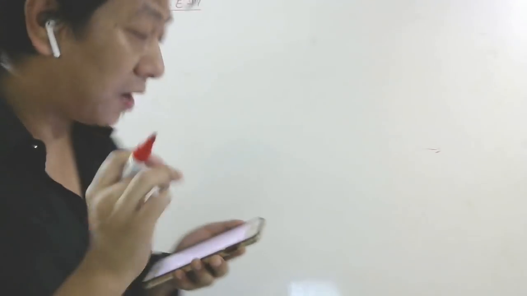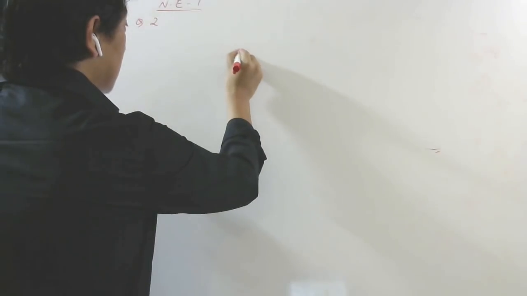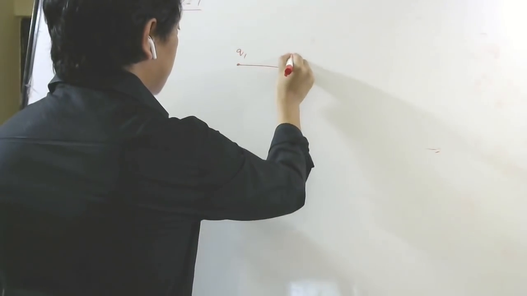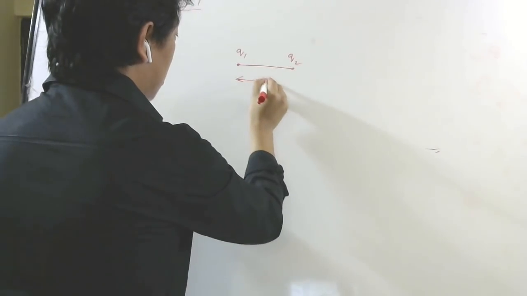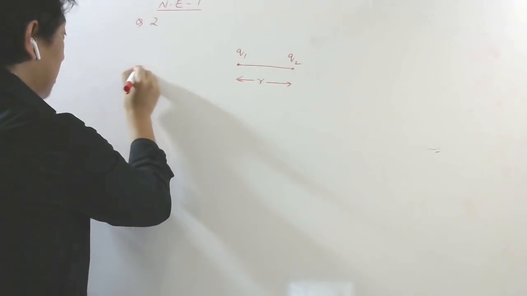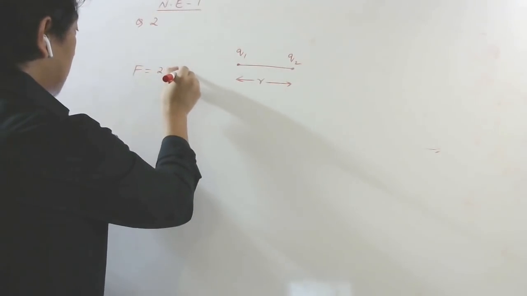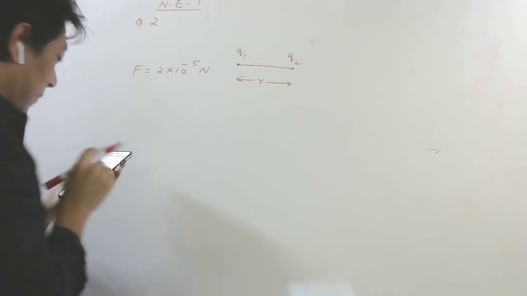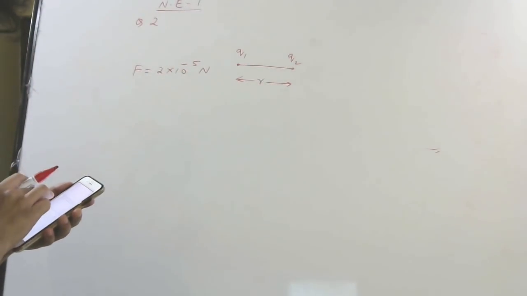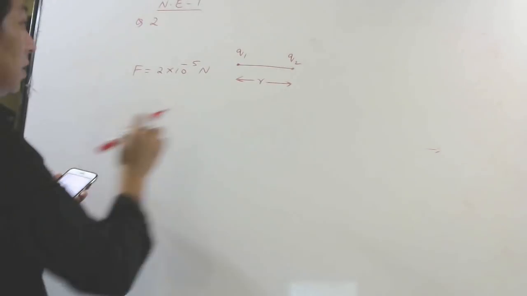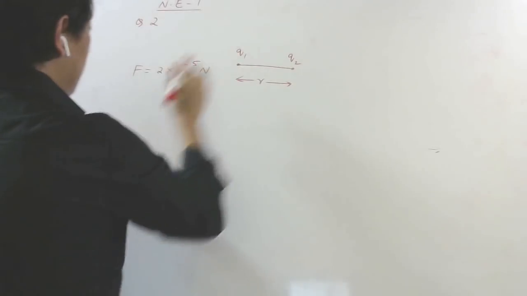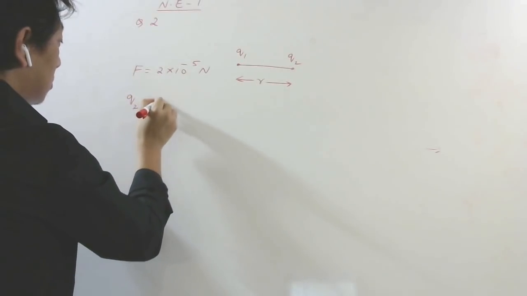Two small metal spheres are so charged that they repel each other with a force of 2 into 10 to the power minus 5 Newton. So there are two charges, let us say Q1, Q2, at some distance which they have not mentioned, but they repel each other with a force of 2 into 10 power minus 5 Newton. The charge on one sphere is twice that on the other sphere, meaning one of the charges is twice the other. So you can write Q2 is twice of Q1.